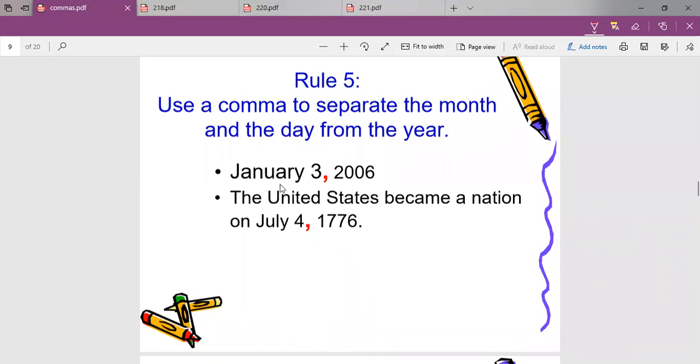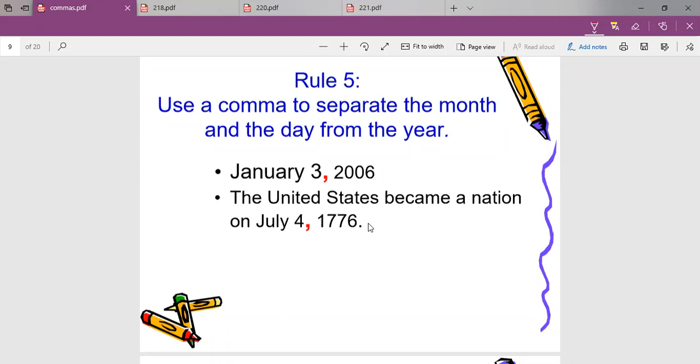Now, you see here the month, January, and the date 3, means the 3rd of January, needs to be separated from the year. So I have to put a comma between the month and the date and the year. The United States became a nation on July 4, 1776. So every time the comma will come between the date and the year. The month and date remain together. We will not put a comma because we are talking about January 3, the 3rd of January. No need for a comma there. 2006. July 4 together, then separate 1776.